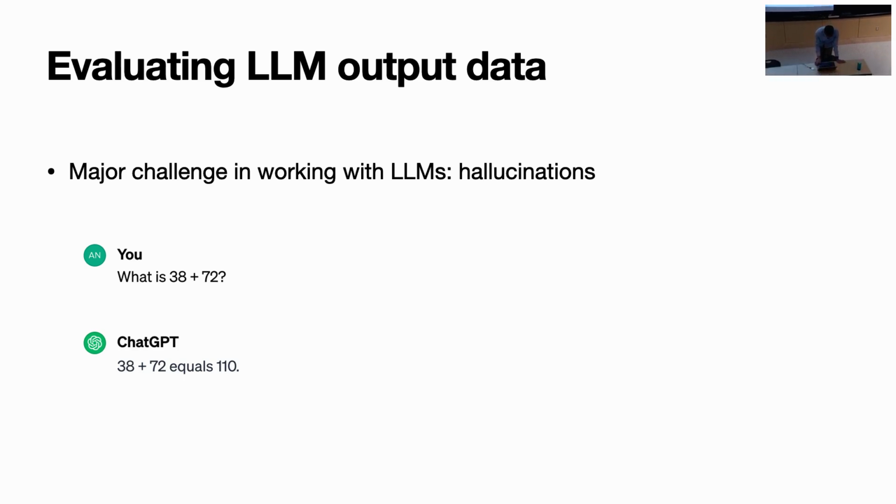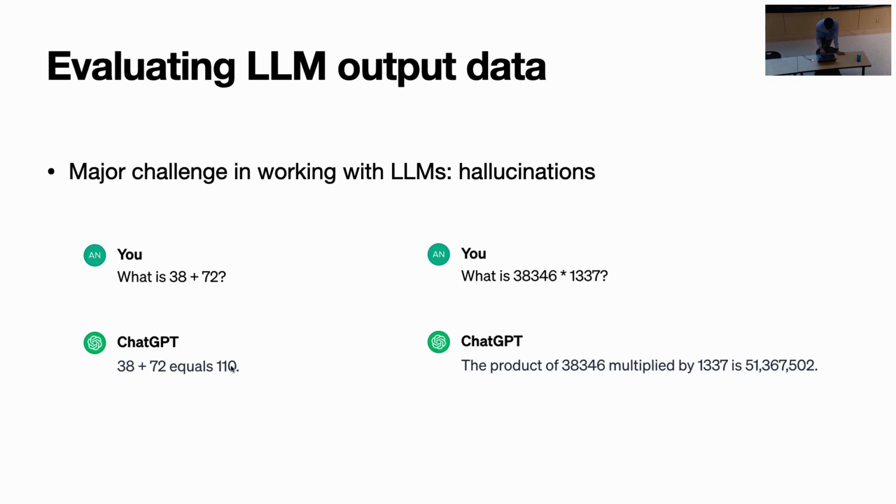So here's one concrete example of that. I asked ChatGPT, or GPT 3.5, what is 38 plus 72? And it gave me the correct answer. And then I asked it a different math problem. What is this number times this number? And it gave me this response. And it's actually just wrong, right? So if you didn't want to do the math yourself and you were just looking at these answers, how are you going to tell these two things apart? It's kind of a hard problem, right?